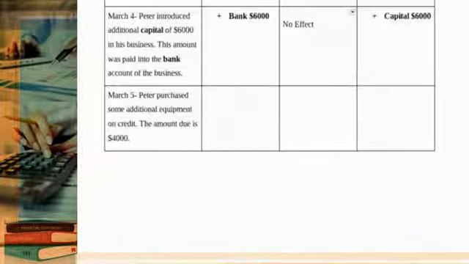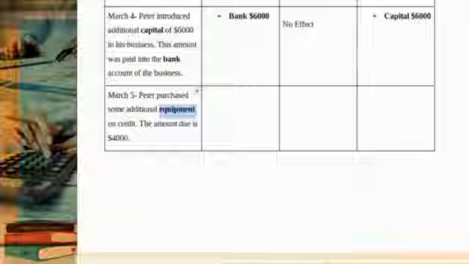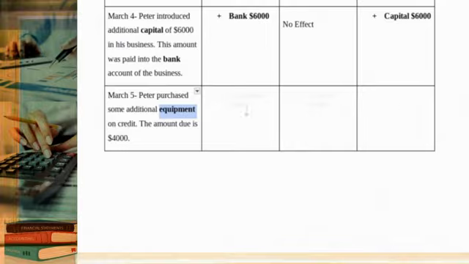So equipment is an asset. So we come to the asset section of the table. And if Peter purchased some additional equipment, this simply means that more equipment is coming in the business. So we're going to have plus equipment $4,000.